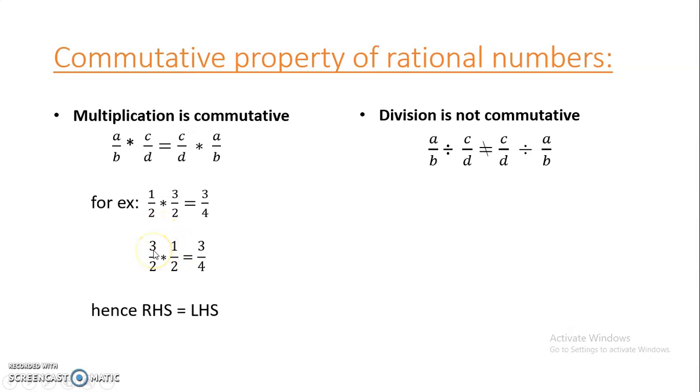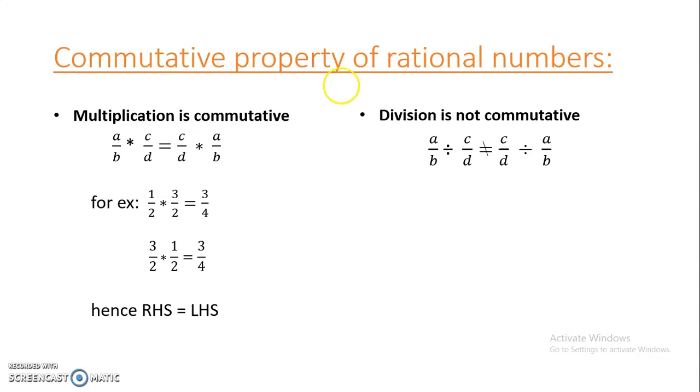Now again multiply the numerators. 3 into 1 is 3 and 2 into 2 is 4. So 3 by 4. So you can see the result is the same. RHS is equal to LHS. So if we change the order of multiplication, the result does not change. Okay, so multiplication is commutative.